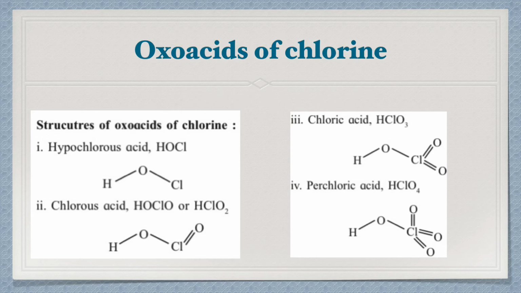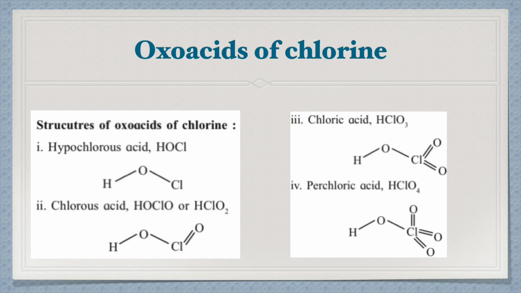Okay, the next one, chloric acid, HClO3, again HO intact, bonded with Cl, and chlorine will have 2 oxygens with a double bond. Next one, perchloric acid, the formula is HClO4, it will be HO bonded with Cl, and that chlorine is attached with 3 oxygens having double bonds with chlorine. Okay, so hopefully it is understood.